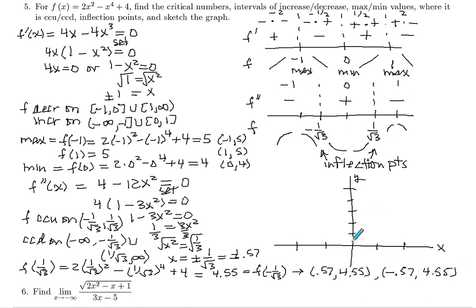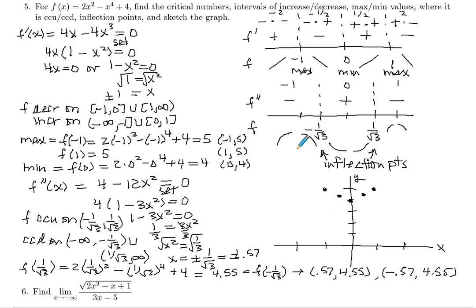Alright, so let's graph our important points. So we've got (-1, 5) and (1, 5). Negative 1, 5 right there is a maximum. Positive 1, 5 there is a maximum. 0, 4 is a minimum right there. And then we've got this 0.57, 4.55. So 0.57 about here, 4.55 about right there. And then negative 0.57, 4.55 about right there.